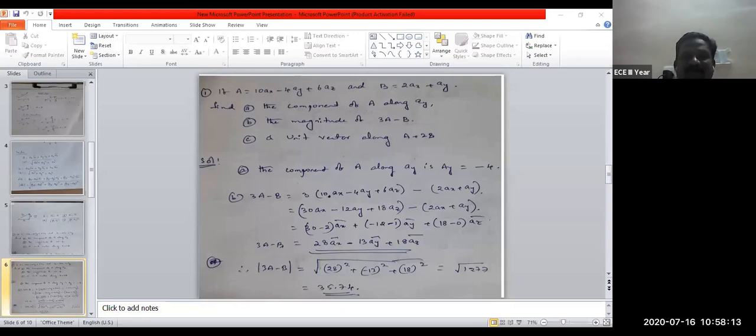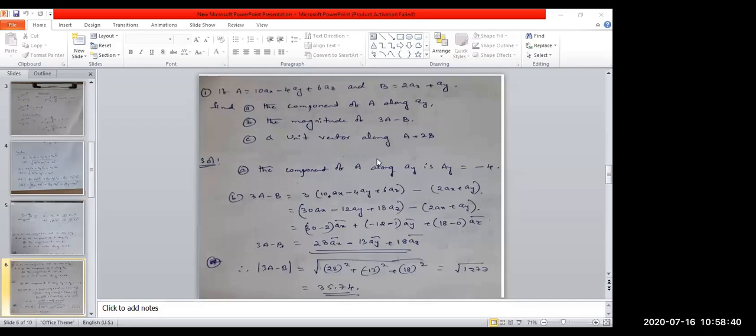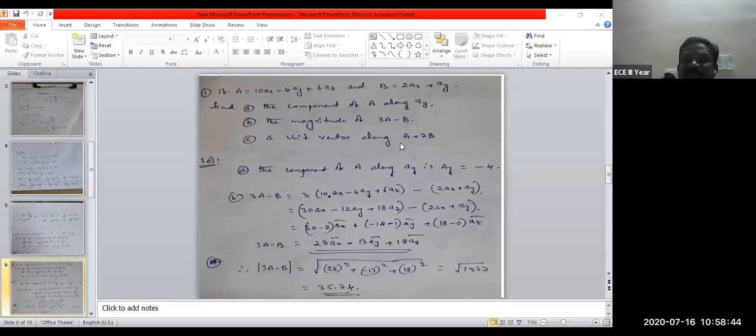Then what about the third one? Third one, I think it requires some analysis. If we do the third one, then I can accept that you understood everything about vectors, unit vectors, scalars, and all those things. Third question: unit vector along a plus 2b. First, we have to find a plus 2b.